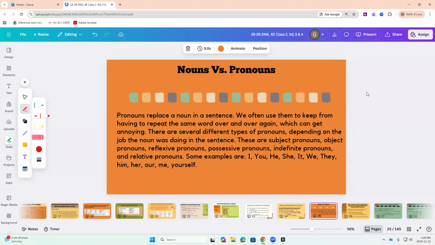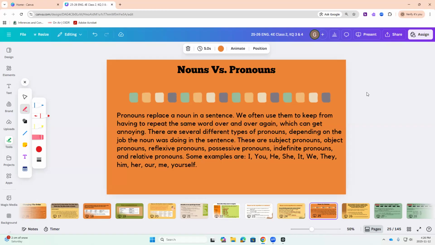Briefly, we're going to talk about these more later, but nouns versus pronouns. Sometimes we use pronouns to replace a noun in a sentence. We often are doing that because we're trying to keep from having to repeat the same word over and over again, which can get annoying. If I'm writing a paragraph or even a story about a guy named David, and I use his name every single time I'm talking about him, after a while, you're going to get really tired of hearing me say David, David, David. So we end up using he instead, right?